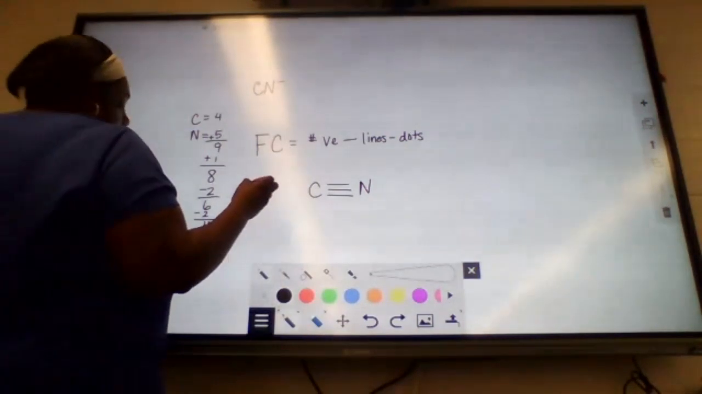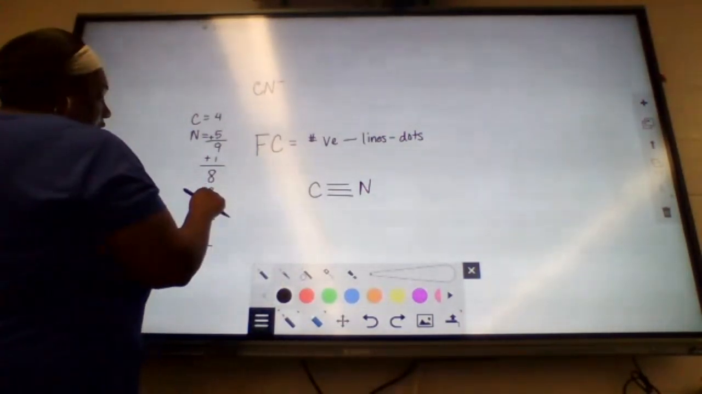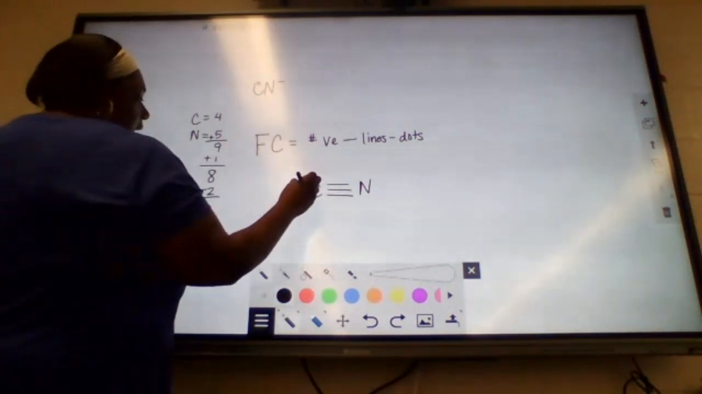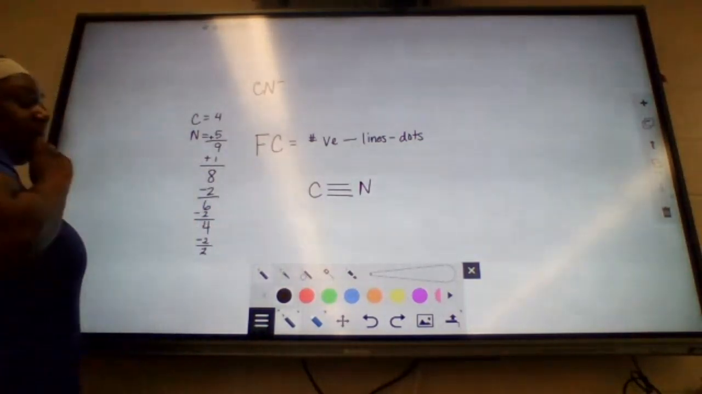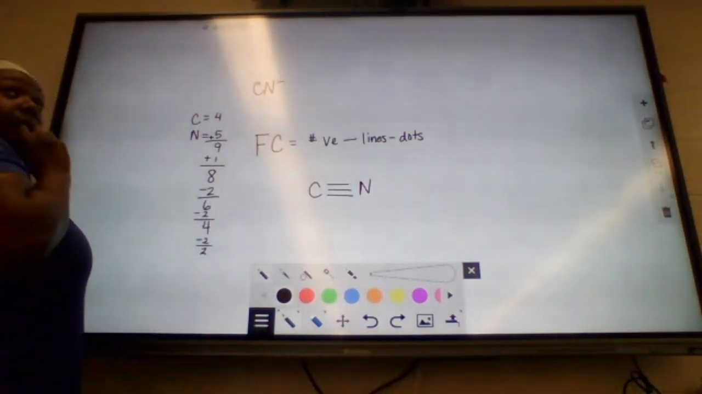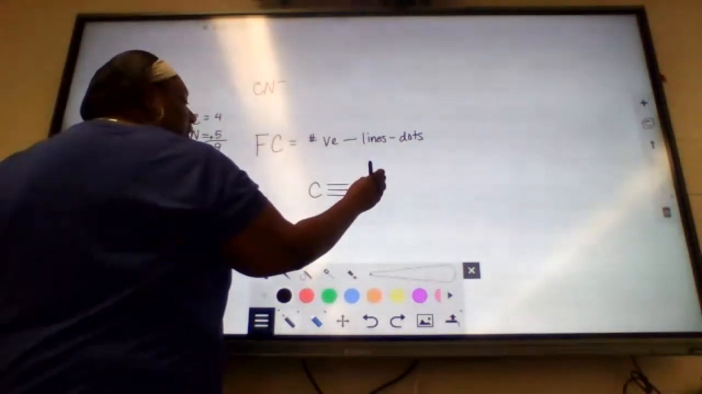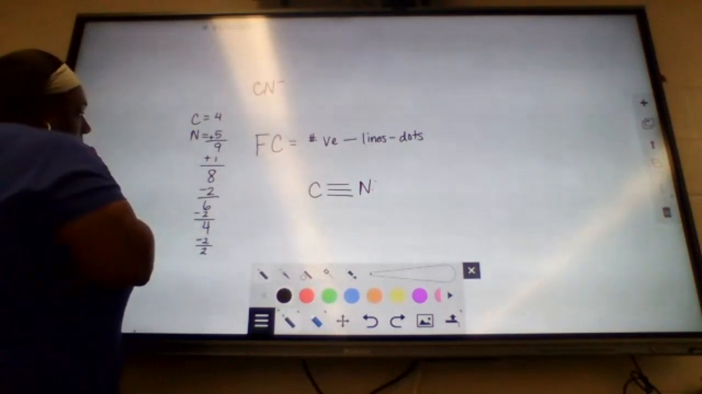So when you draw your structure, I subtracted out 2 for the first line, 2 for the second line, 2 for the third line. What we're going to do is, because the nitrogen is more electronegative, we're going to put those 2 dots on the nitrogen.